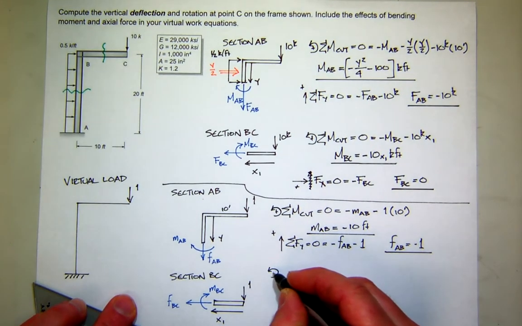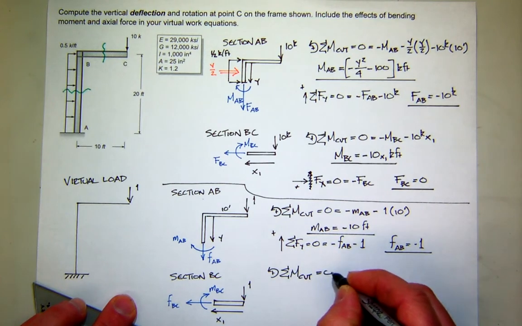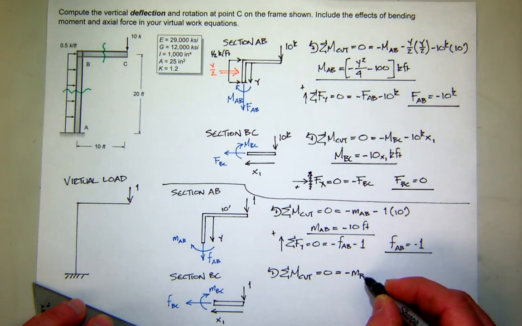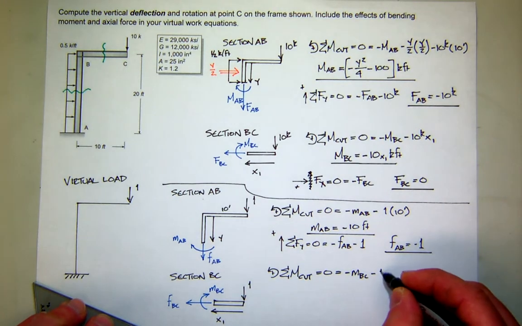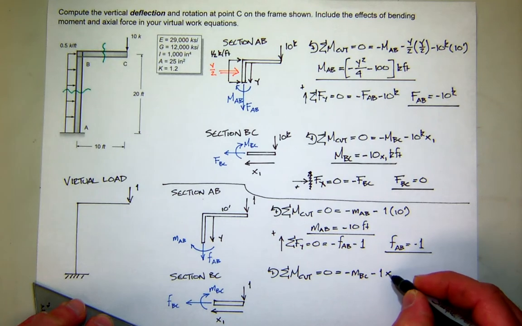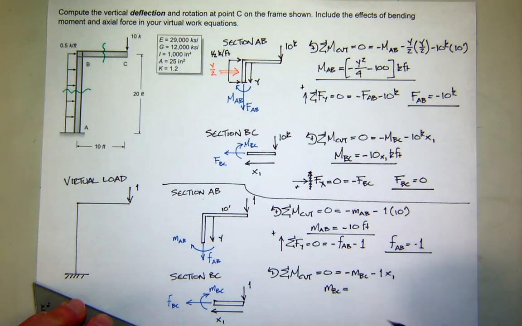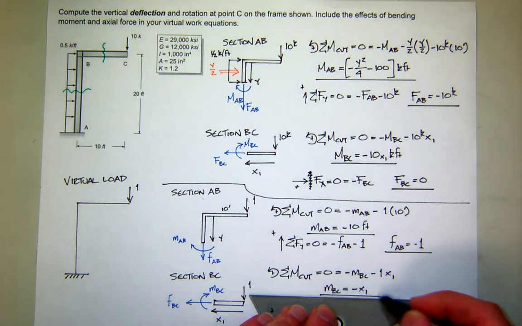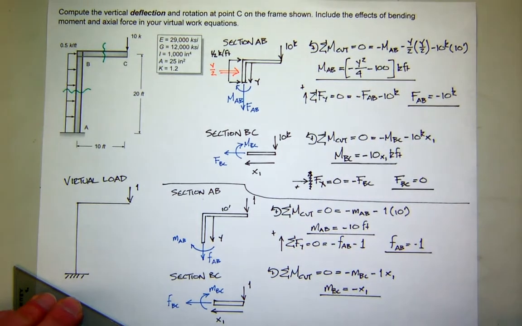So we'll sum the moments at the cut, make sure they're in equilibrium. So I have this moment, which is negative, so that's the virtual moment in BC. And then the moment about the cut due to the virtual load, which is also negative, has a value of 1, and then a distance x1. So it looks like an equation for the virtual moment in section BC is going to be equal to minus x1. You can see symmetry shows that. If I divide the real moment by 10, I get negative x1.